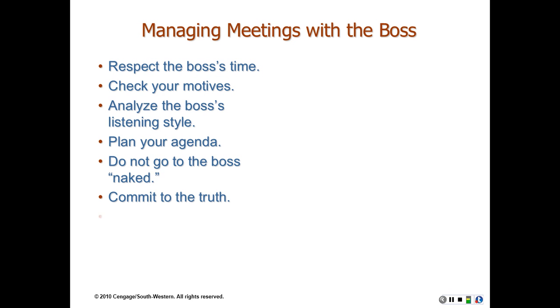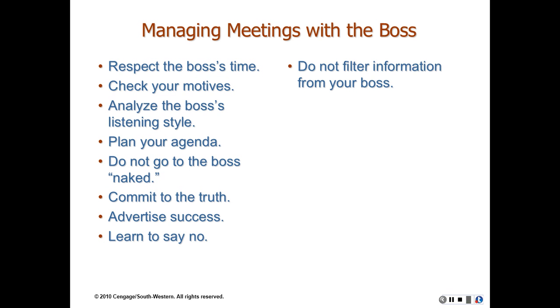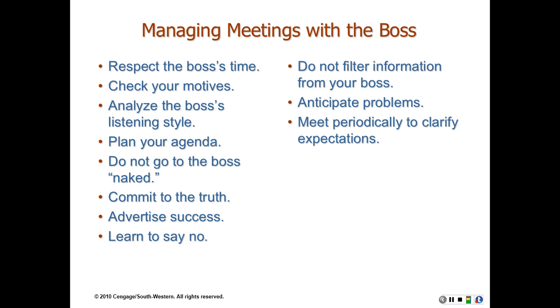Commit to the truth no matter what. Advertise success. Learn to say no. If the boss says, is that something you think you can do, and you don't think you can do it, say, I don't think I can, or explain why. Don't filter any information from your boss. They're sending you a message that they want you to understand, so don't try to change it to something else. Anticipate problems. Meet periodically to clarify the boss's expectations.